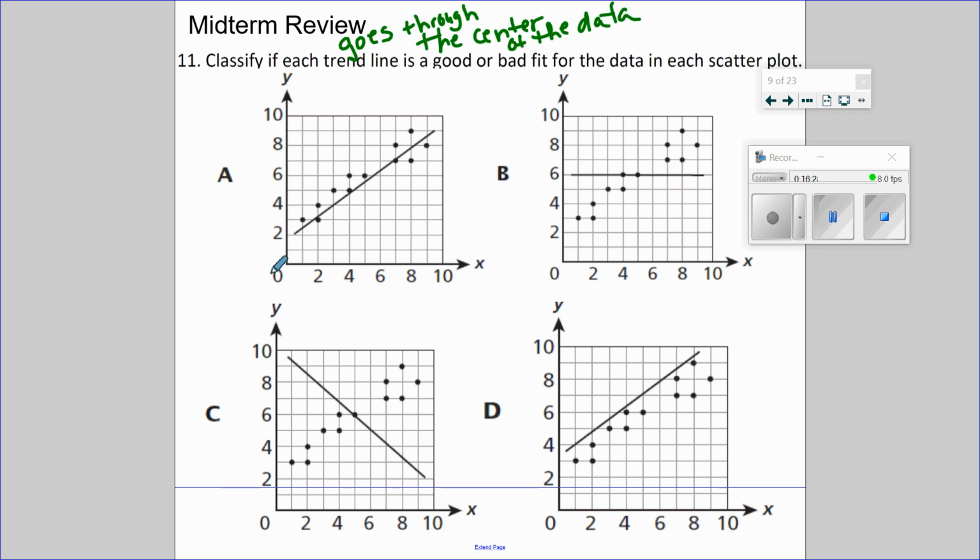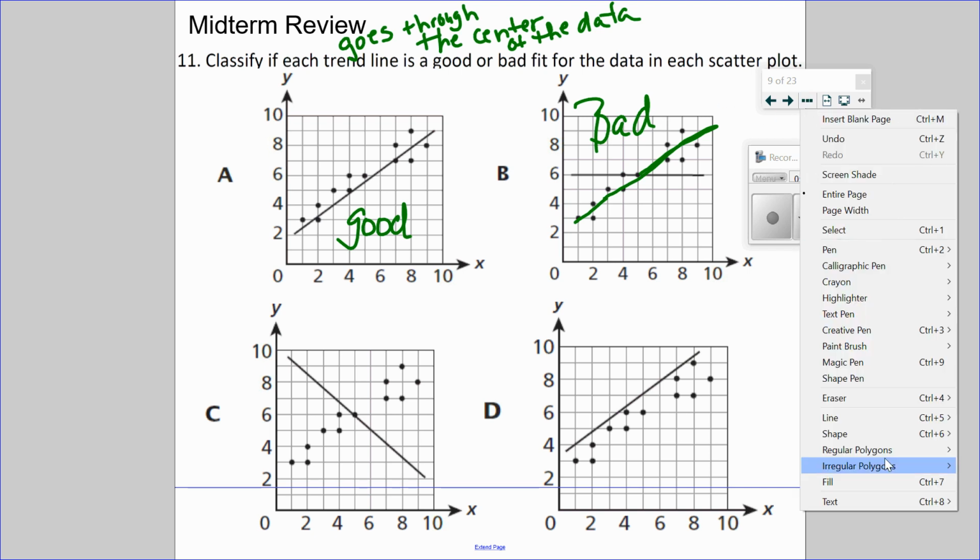So if we look at the first one, it's pretty much through the center. It's a positive trend line. It's a line. It's linear. This is a good one. The next one, if you're going from left to right, the dots are really increasing. It should go right through the center. So this one is not correct. So this is bad, because this is not the right trend line.